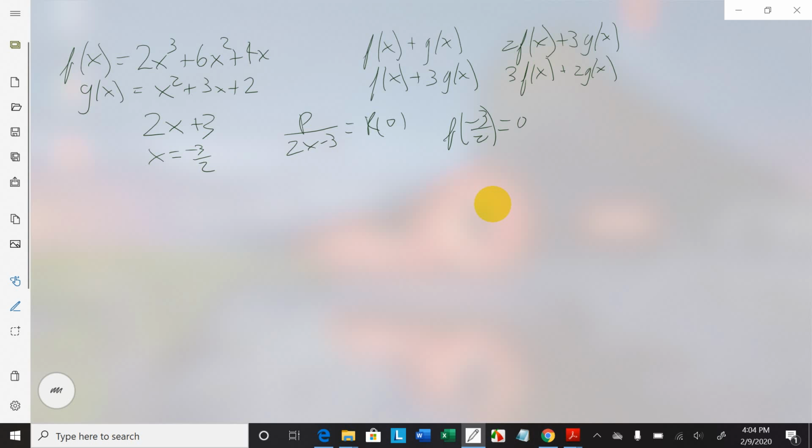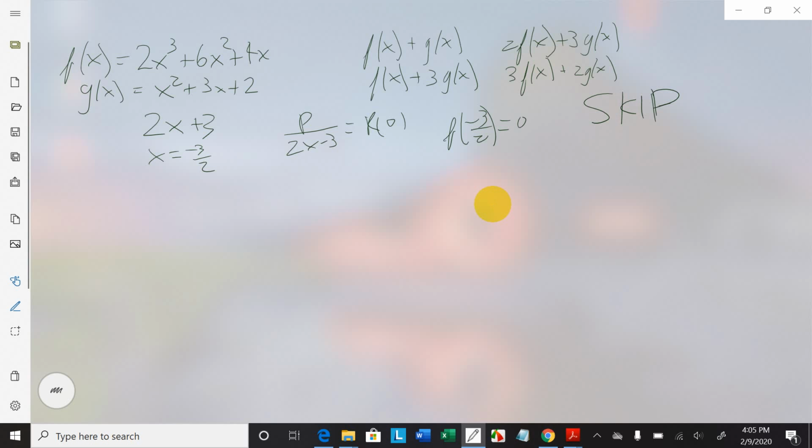The problem with doing it this way is it'll take forever. I mean, it'll literally take forever to multiply 3 times f of x plus 2 times g of x and then plug in negative 3 halves and do the math and calculate 0. So you say to yourself, that can't possibly be. By the way, this is the question that you skip and come back to at the end. I mean, if you have 20 minutes, you can do it this way. But you say to yourself, there's got to be a better way.